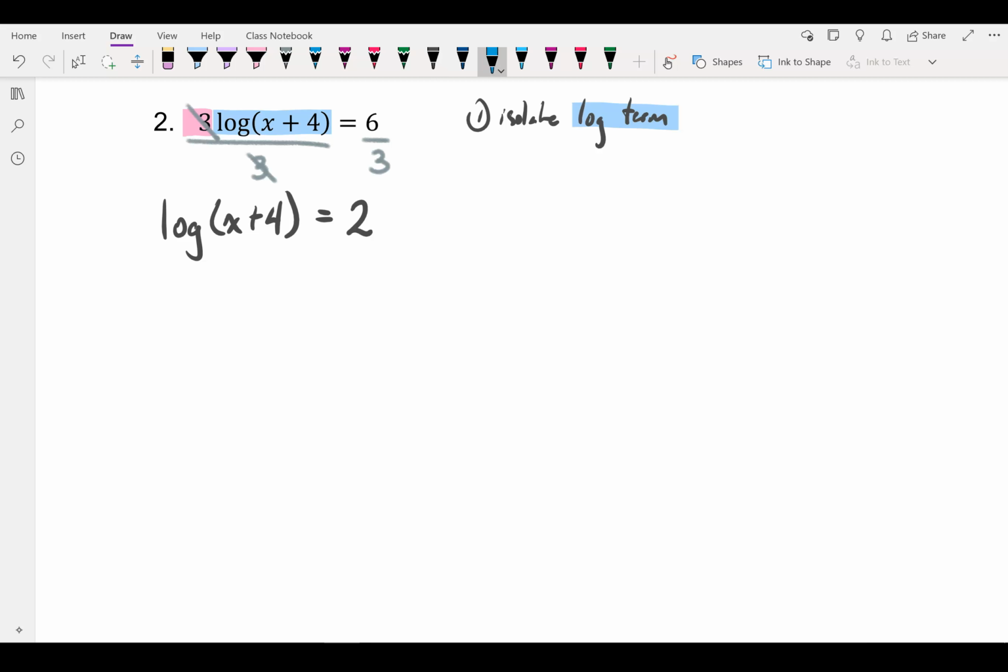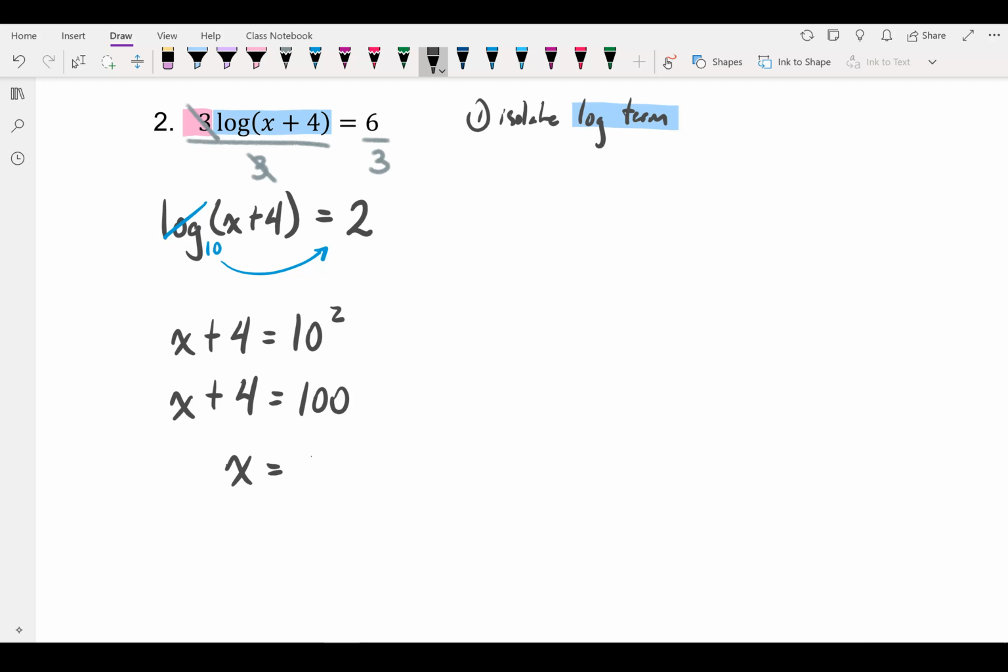Don't forget, this is the same as the antilog. So we have a common log. That 10 is going to come up here and cancel out this log. We end up with x plus 4 is equal to 10 squared. 10 squared is 100. Take away the 4. X must be 96.